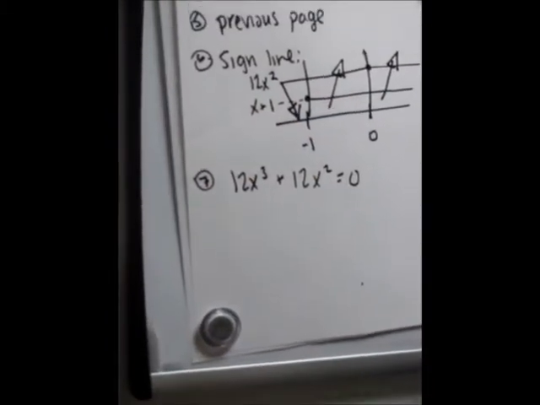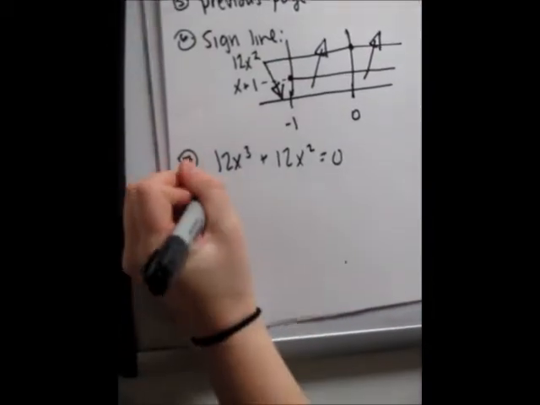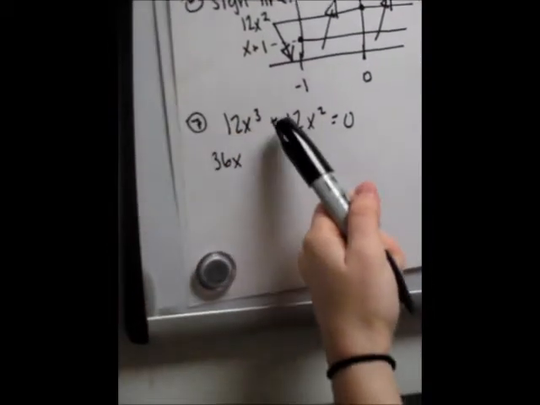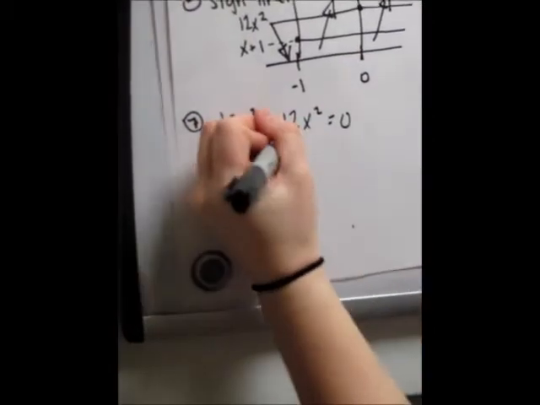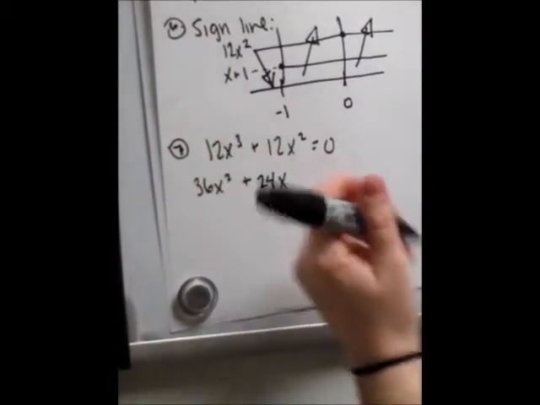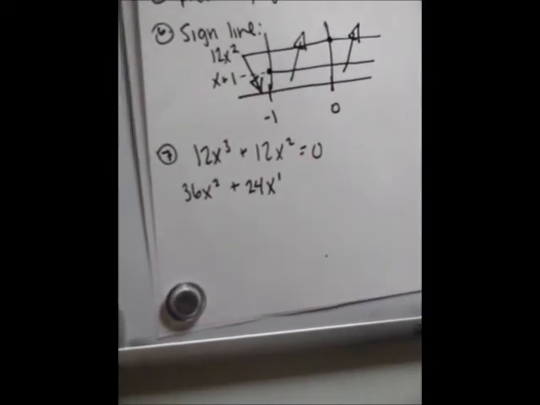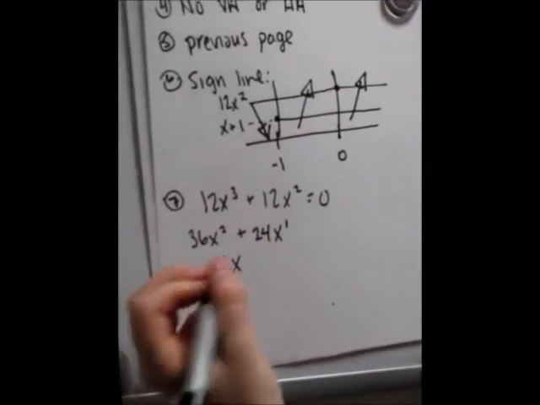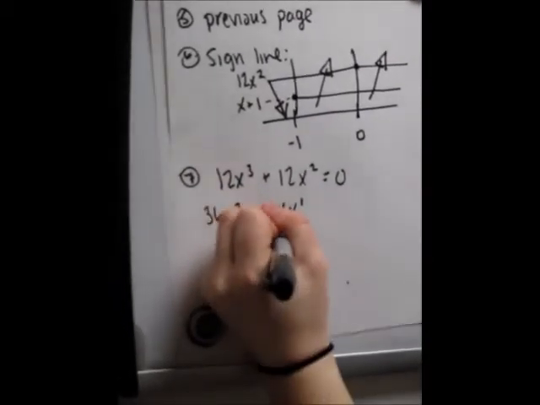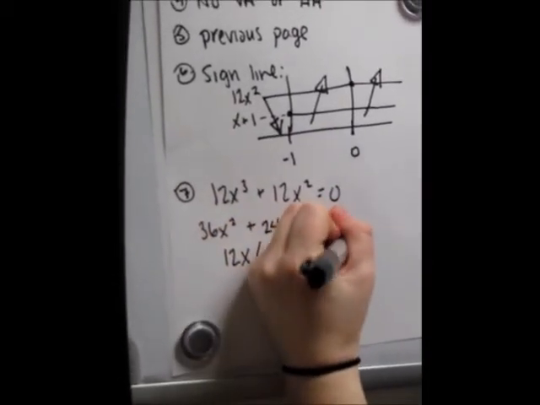And you're going to find your second derivative. So 3 times 12 is 36x, minus 1 from the exponent will be 2, plus 12 times 2 is 24x, minus 1 will be to the first power. Okay, now you're going to factor out a 12x, like we did earlier. You can get 12x times 3x plus 2 equals 0.